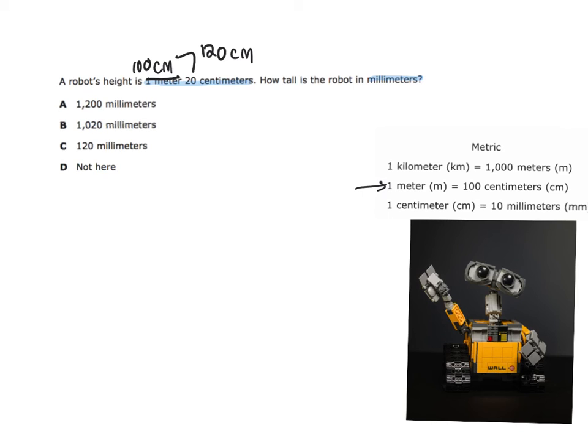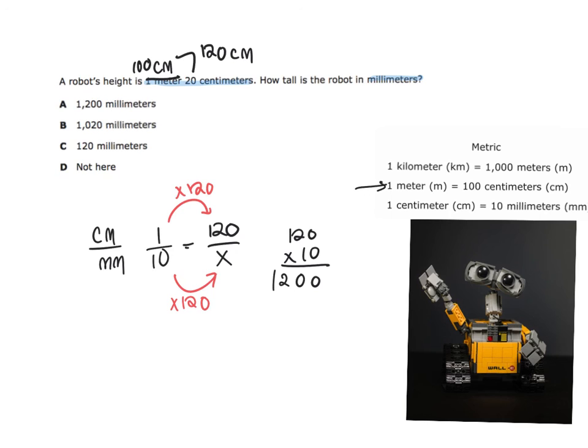Now let's figure out what that would be in millimeters. This time my formula chart tells me that 1 centimeter is equal to 10 millimeters. I have 120 centimeters, and I need to know how many millimeters I have. 1 times 120 is 120. 120 times 10 is 1,200. So our robot is 1,200 millimeters tall.